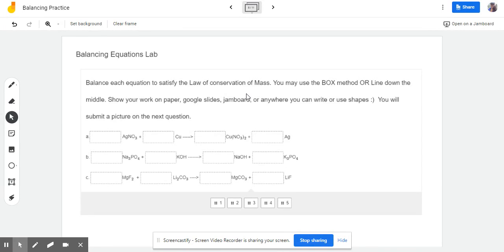Okay, so this will just be a quick video going over question 7 on your assignment for today. So this is number 7, okay? We give you 3 different problems that you're going to be balancing to satisfy the law of conservation of mass. You can use the box method or the line down the middle. I will be using the box method for each of these examples.